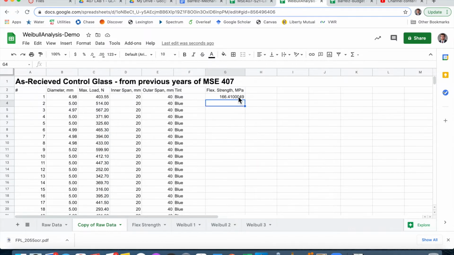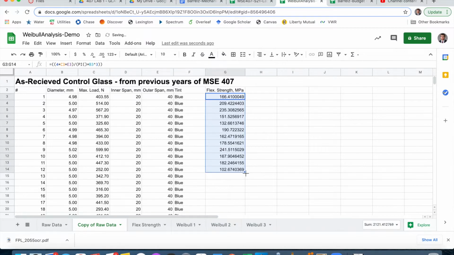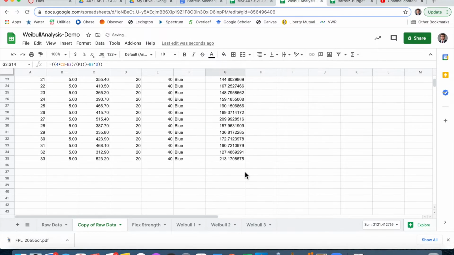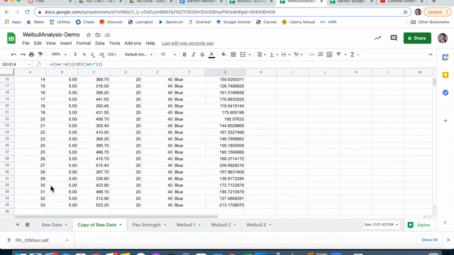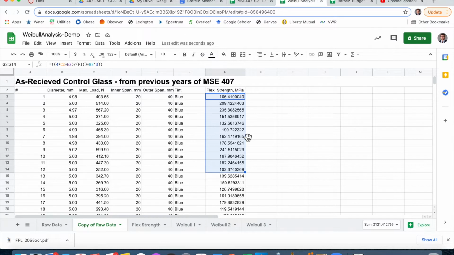If you don't have that in Excel or in Google Sheets, you can also just click on this square on the bottom right and drag down, or double click to fill. So this gives us our flexural strength calculation for each individual broken sample that we have, right?